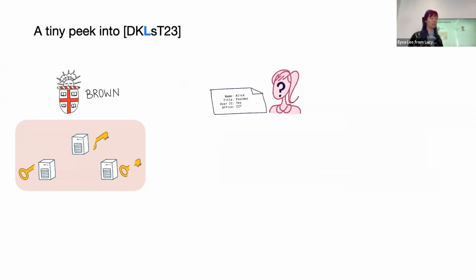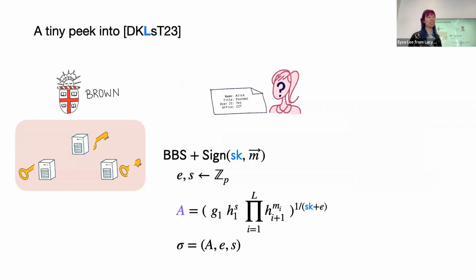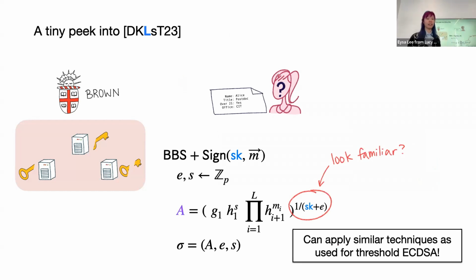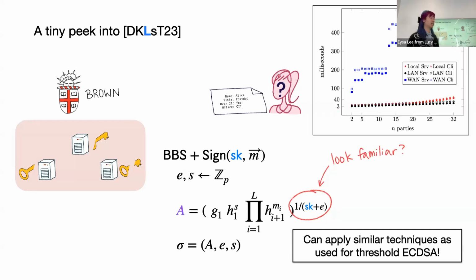We did it specifically for a signature scheme called BBS, BBS Plus. And this is what the algorithm looks like. And you might notice something that looks familiar. Well, the main difficulty in this work was producing this inversion of this secret key. And so we applied similar techniques that we used for threshold ECDSA into the setting. And we were able to produce a very efficient two-party protocol, on the order of milliseconds, roughly 3 milliseconds, whereas computing a BBS Plus signature with just a single party takes around 1 millisecond. So pretty efficient.